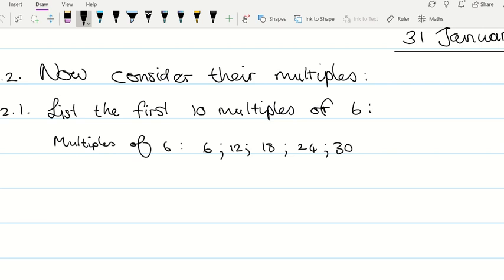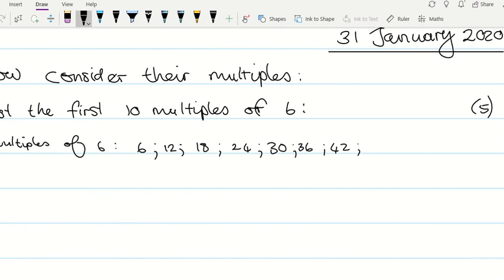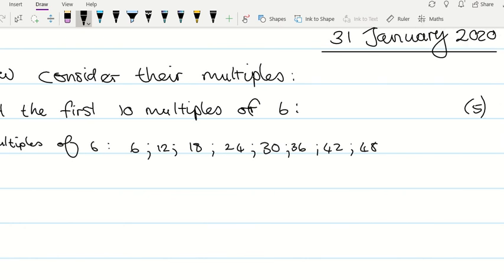How many have I added? 5 places. Am I done? No, the question said the first 10. So what is my next one going to be? 36. If I add another 6, 42, and then if I add another 6, I'm going to 48. Well done. And then if I add another 6, 54, and then if I add another 6, I get 60.